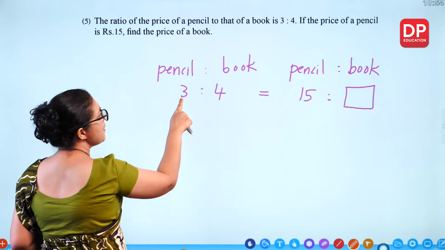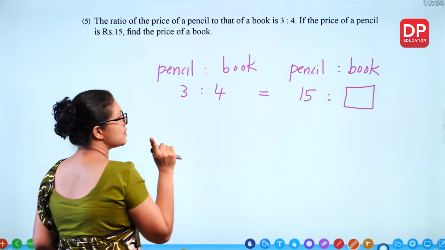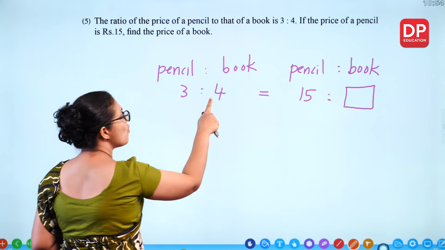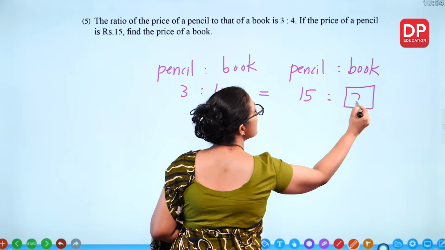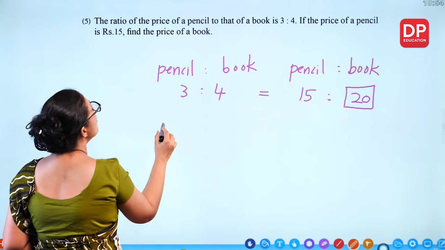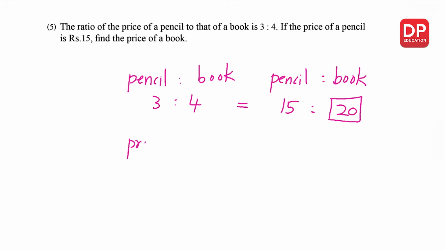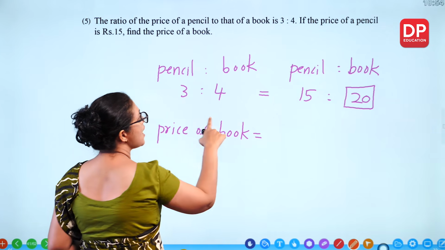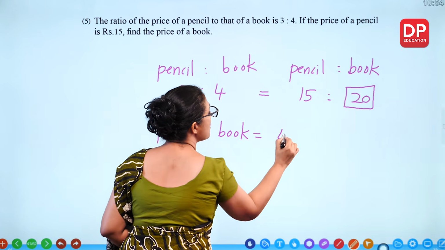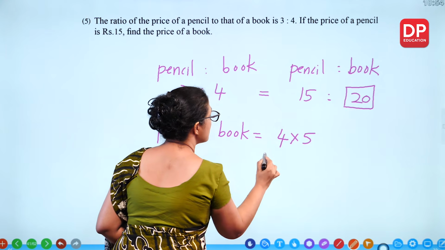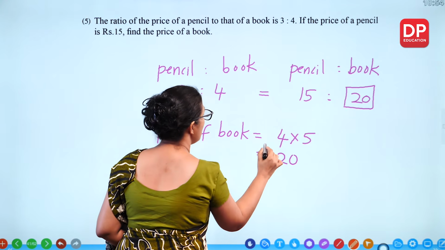So 3 becomes 15, multiplied by 5. So 4 times 5, that's 20. So the price of the book: 3 times 5, 15. 4 times 5, that's 20 rupees.